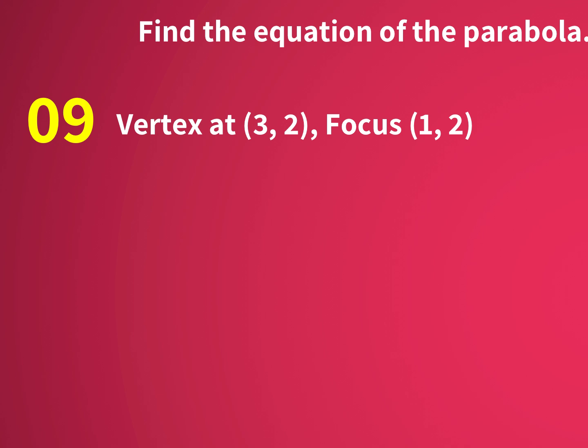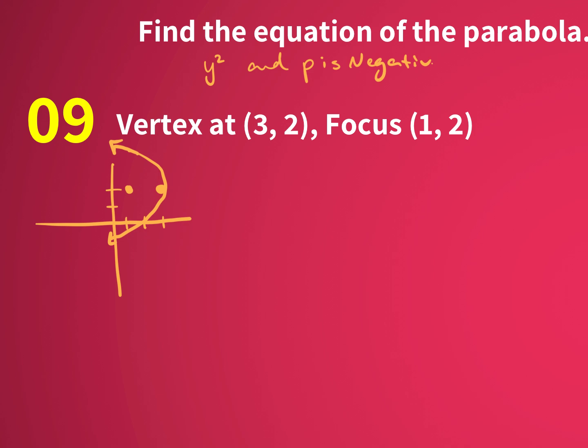Our vertex is at 3, 2, and focus is at 1, 2. Let's draw it so we get an idea of which direction our graph's going to open. We're going to go to the right 3 and up 2. There's our vertex, and our focus is at 1, 2. So we go to the right 1, up 2. Our parabola opens in the direction of the focus, so it's going to open to the left here. Since it opens to the left, we know two things: it's going to be y squared and p is negative, because it opens in the negative direction.